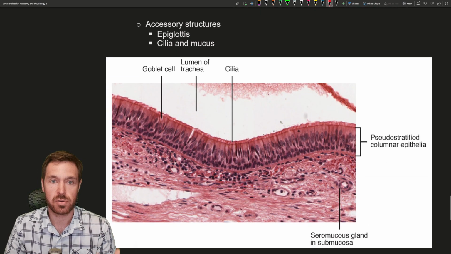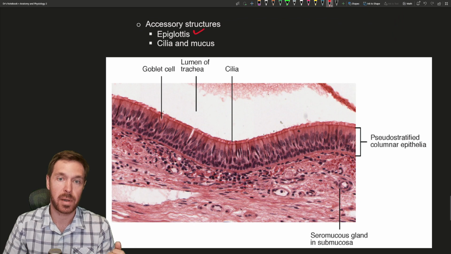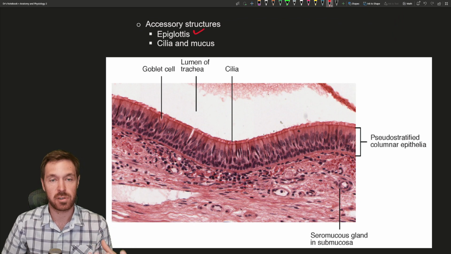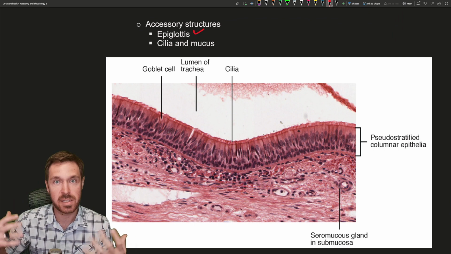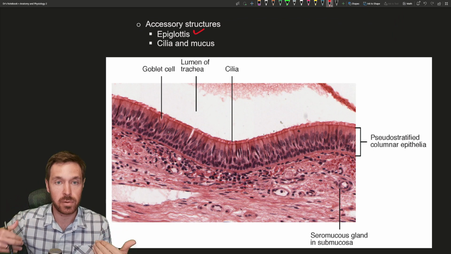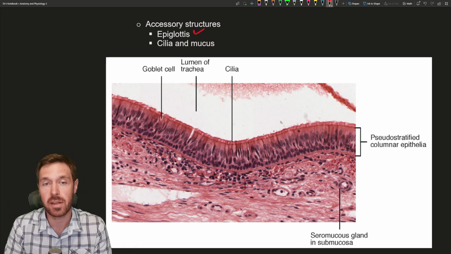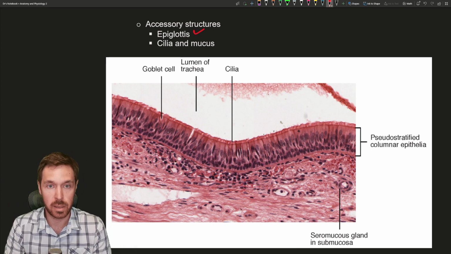And then there are some accessory structures here. I mentioned the epiglottis. The epiglottis we talked about earlier as being responsible for covering the glottis, which is the opening to the trachea. The glottis is the opening, epiglottis is the flap, so that food doesn't come down. If you recall, that is made of elastic cartilage.